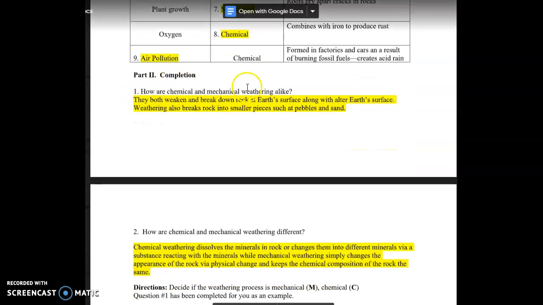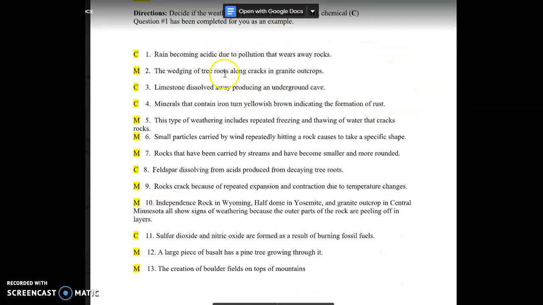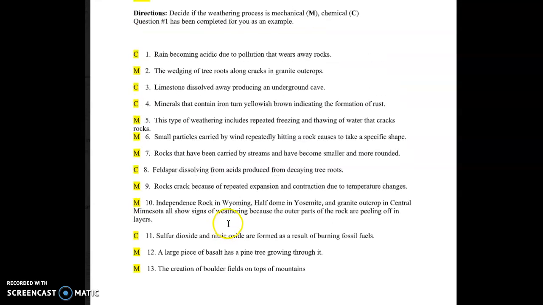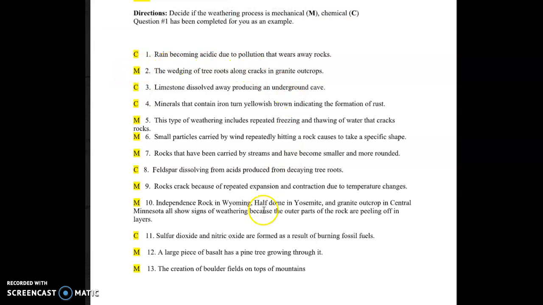Okay, so how are they alike? How are they different? And again, if you want to freeze this to check your work, that would be excellent. If you have any questions on the difference between chemical and mechanical weathering, please let me know. Mechanical would also go by physical weathering, so if you see that, it means the same thing.